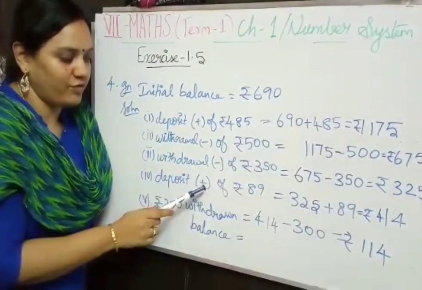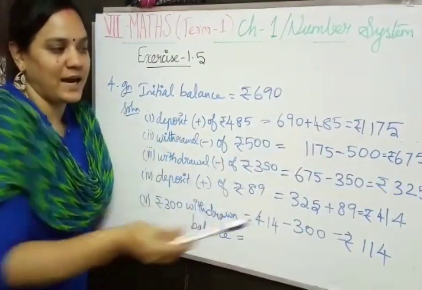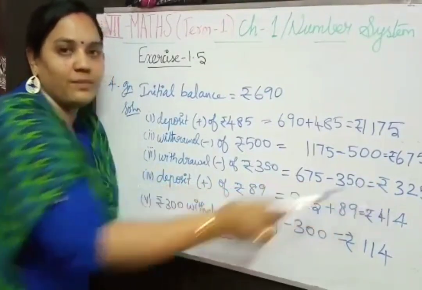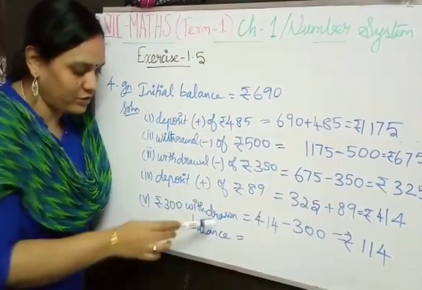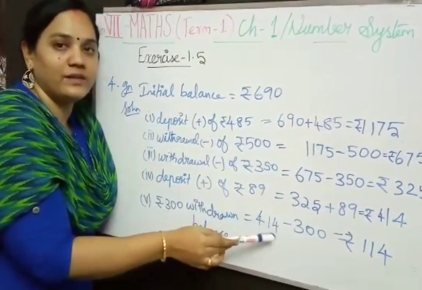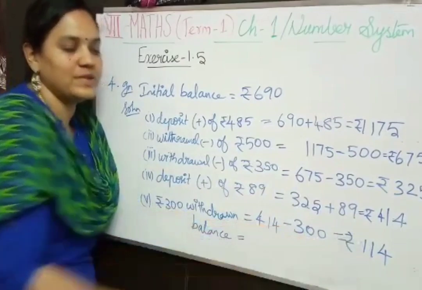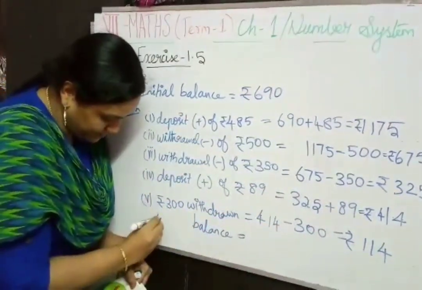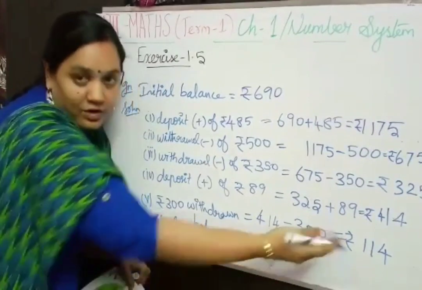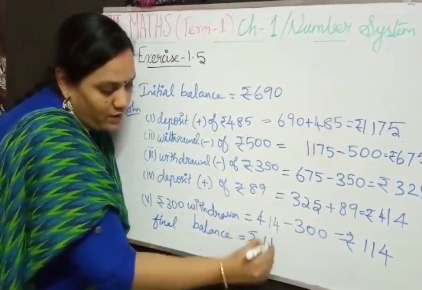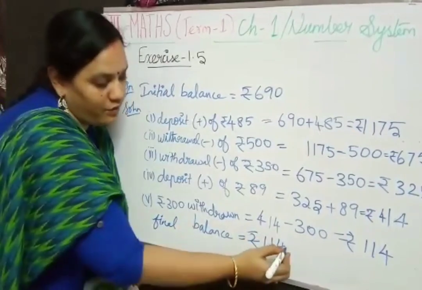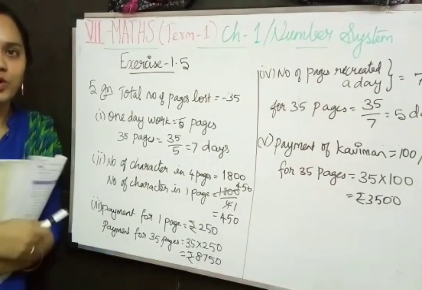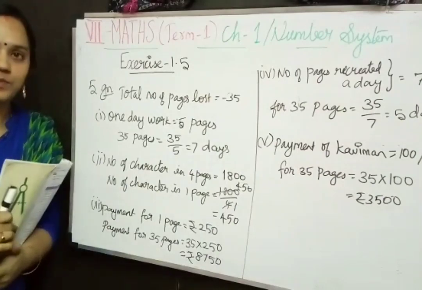Next, deposit of 89. Okay, deposit means adding. So with that balance he is adding 89 rupees. So the balance is 414. Finally he withdrew 300 rupees. So from 414, withdrawing 300 rupees gives rupees 114. So the final balance, how much is there? He has 114 rupees. Is it clear? So here I have explained the fourth problem. Okay, let me read out the next problem and explain the options to you.